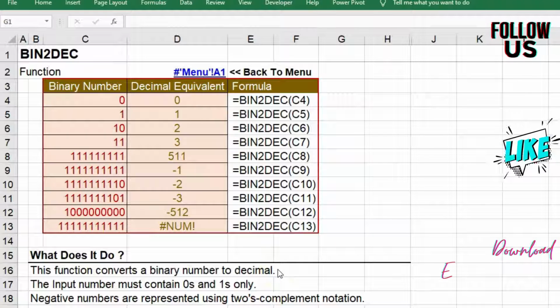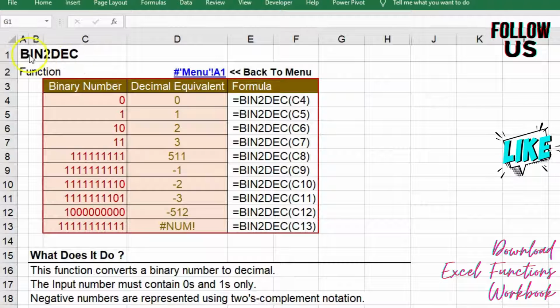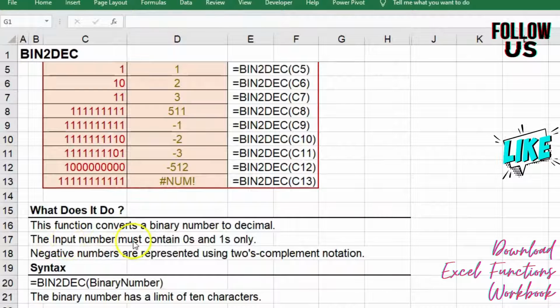The BIN2DEC function. BIN2DEC means binary to decimal. So this function converts a binary number to decimal. The input number must contain zeros and ones only. Negative numbers are represented using 2's complement notation.